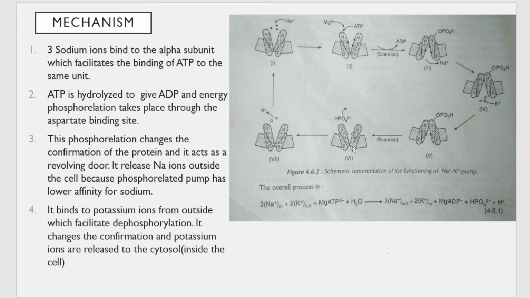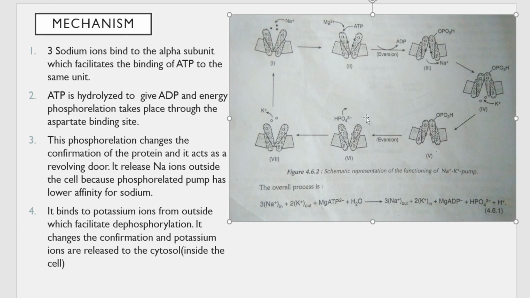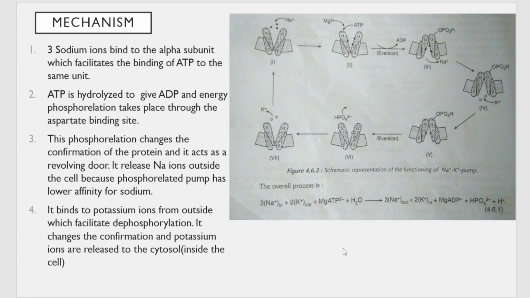This original conformation has lower affinity for potassium ion, because this conformation has more affinity for K plus ion. This conformation has more affinity for Na plus ions. Correct. So in this conformation, what happens? The K plus ions are released because it has low affinity for K plus ions. So what is happening? Our pump is working. Once again, Na plus will bind.